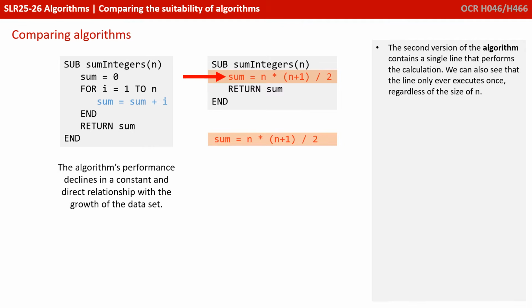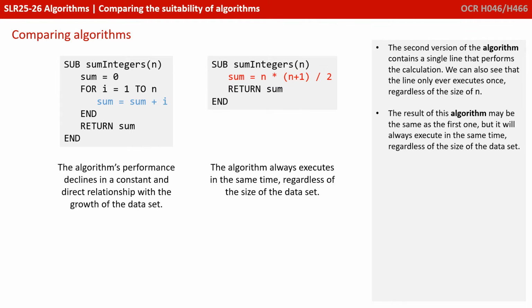The second version of the algorithm contains a single line that performs the calculation. We can see that the line only ever executes once, regardless of the size of n. The result of this algorithm may be the same as the first one, but it will always execute in the same time, regardless of the size of the dataset.